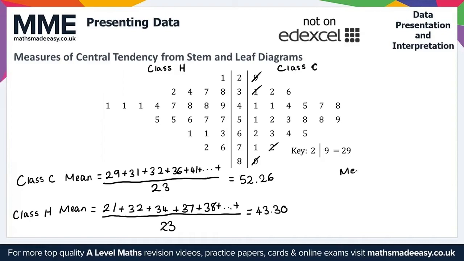So median for Class C is equal to 52. And finally, the mode of all marks can be found with ease. Again, since we're presented with the raw data, we can see clearly which number appears most often. And in that case, the mode is 41, which appears 5 times, 3 times in Class H and twice in Class C. Okay, so the mode is equal to 41 there. So that gives us everything we need there for measures of central tendency from stem and leaf diagrams.